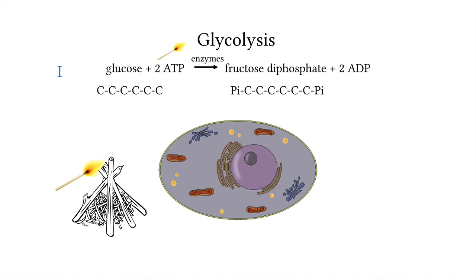So in step 1 of glycolysis, those phosphate groups on each end of the fructose diphosphate came from the 2 adenosine triphosphate molecules. ATP, or adenosine triphosphate, became ADP, or adenosine diphosphate. When the ATP molecules broke off their phosphates, energy was released. Those 2 phosphates then used that energy to combine with the glucose molecule to form fructose diphosphate.